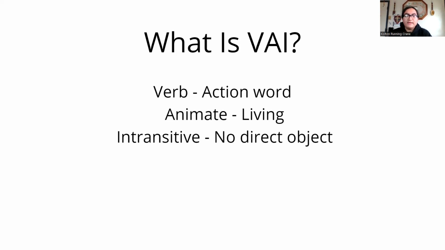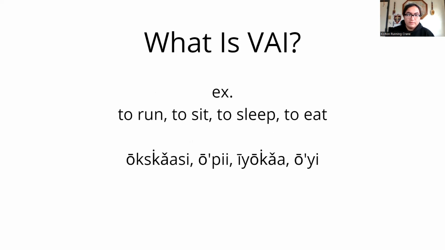So basically, a VAI is a word describing something that a living thing does without acting on something else. For example, you have to run, to sit, to sleep, and to eat, which all occur without you needing something else. And as you can see, we have okskasi, ope, ayoka, and oyi.